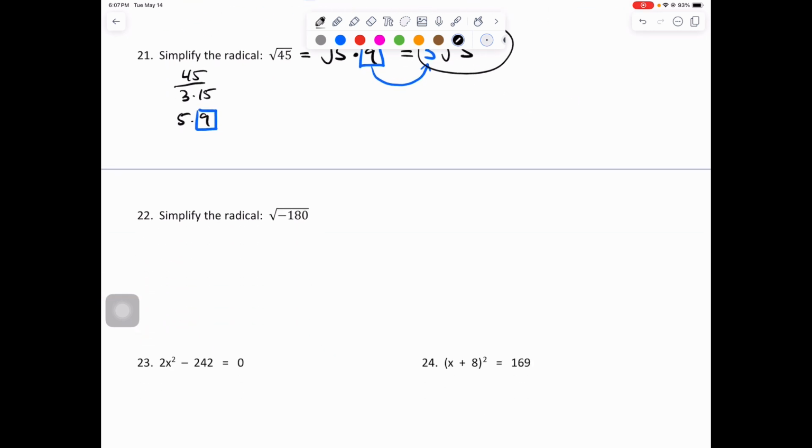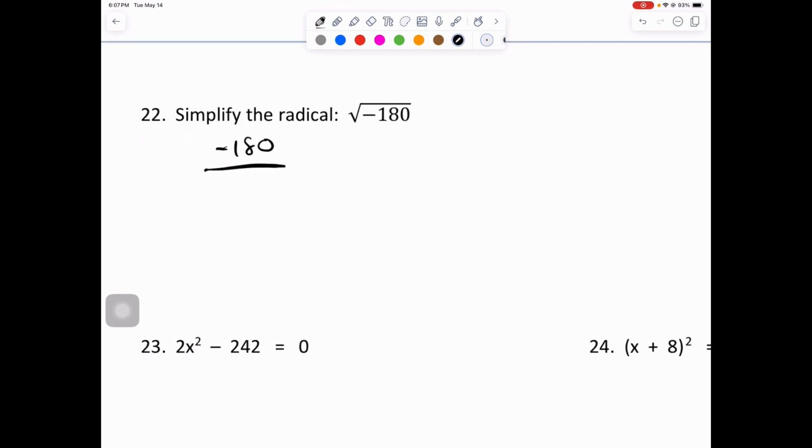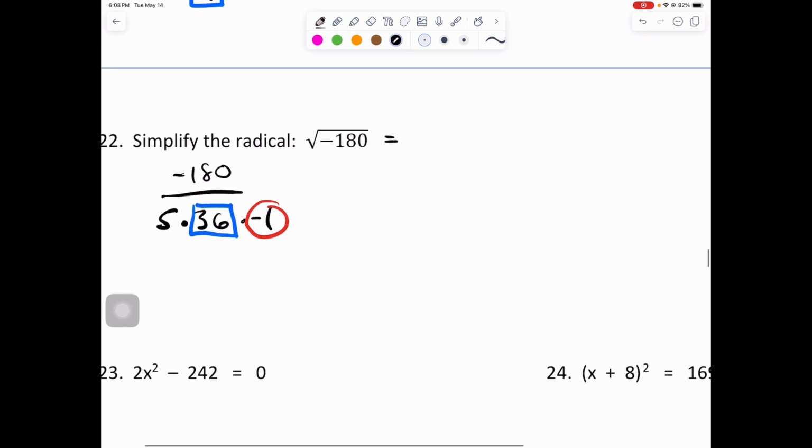Number 22, simplify the radical of negative 180. All right, so we are going to simply go negative 180. And I'm just going to go ahead and write the winning factors out for us. As we have 5 times 36 times negative 1. What? 36 is a perfect square. What do I do with that negative 1? Let's figure it out. Let's write this actually. Let's make it look professional. All right. 5 times 36 times negative 1.